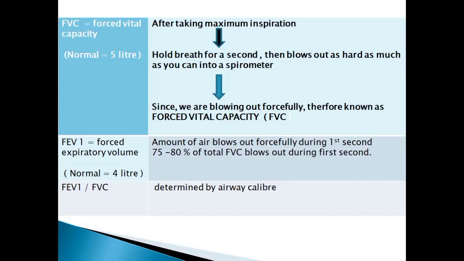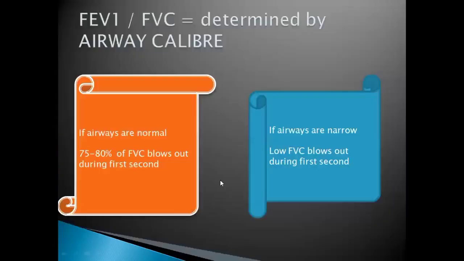Then comes the ratio. FEV1 by FVC: we have been told that FEV1 normal is 4 liters, whereas FVC normal is 5 liters. So FEV1 by FVC means 4 by 5. And this ratio is determined by the caliber of the airway.